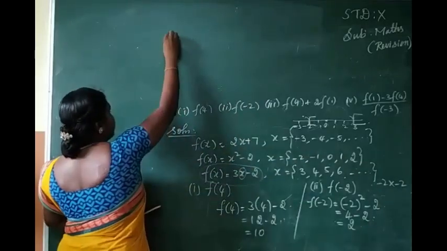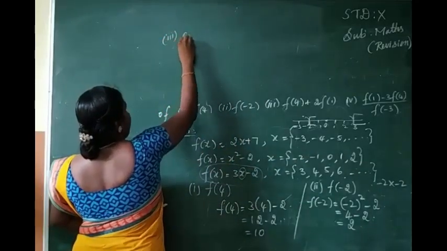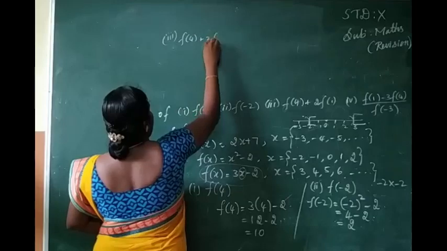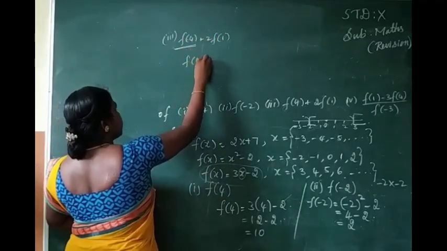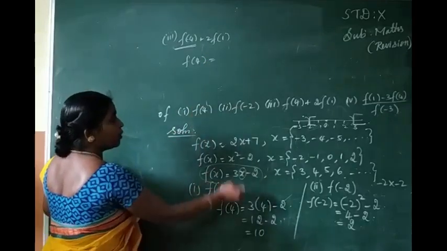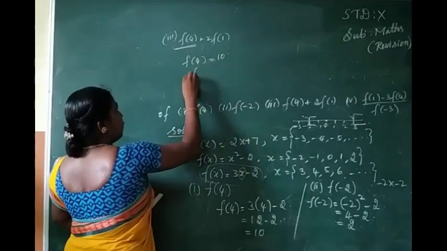So your third subdivision is f of 4 plus 2 f of 1. First we need f of 4. Already we know the value, so I am writing directly f of 4 equal to 10. Let's see f of 1.